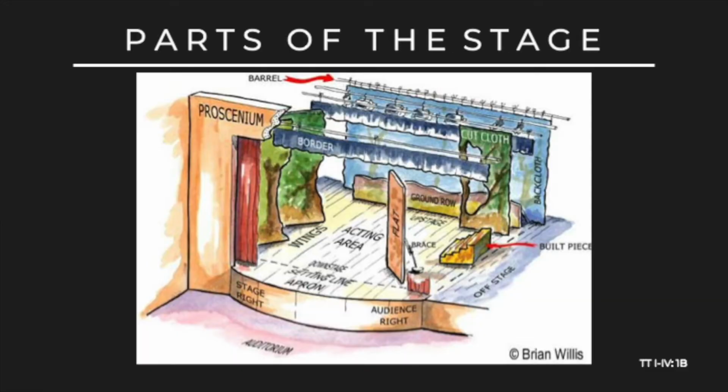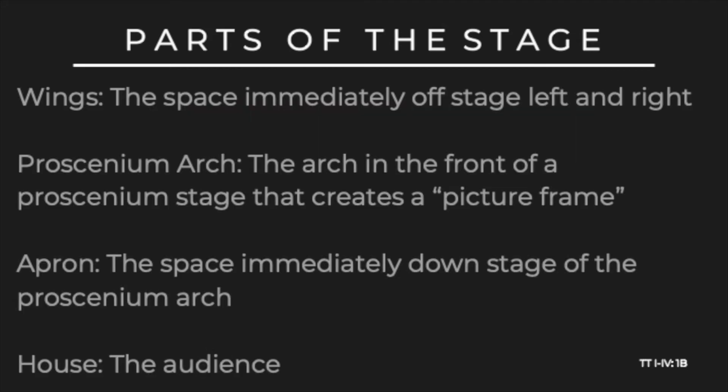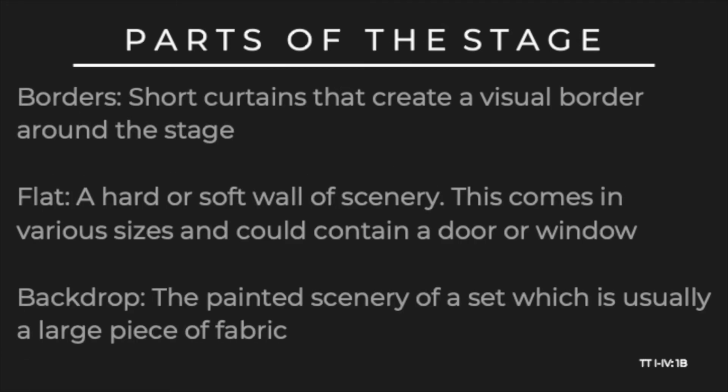Now we're going to go over the different parts of a proscenium stage. The areas on the left and right side of the stage are called the wings. The arch in front of the proscenium stage that creates a picture frame is called the proscenium arch. The space immediately downstage from the proscenium arch is called the apron, and the audience sits in the house. Borders are short curtains that create a visual border around the stage.